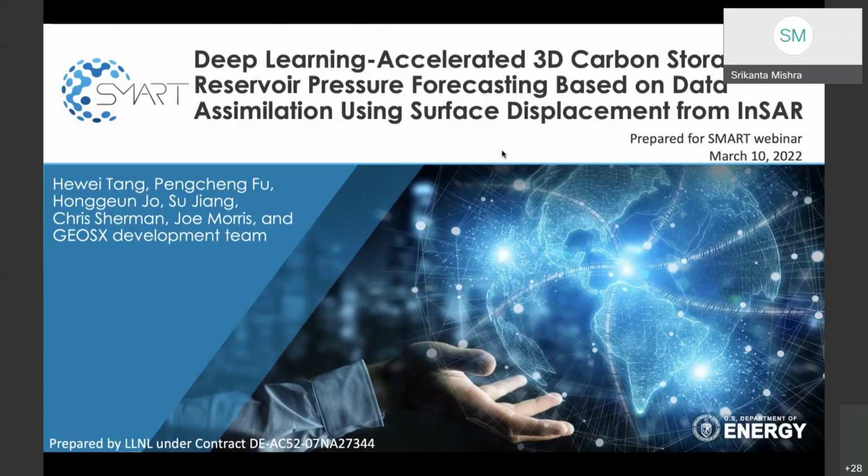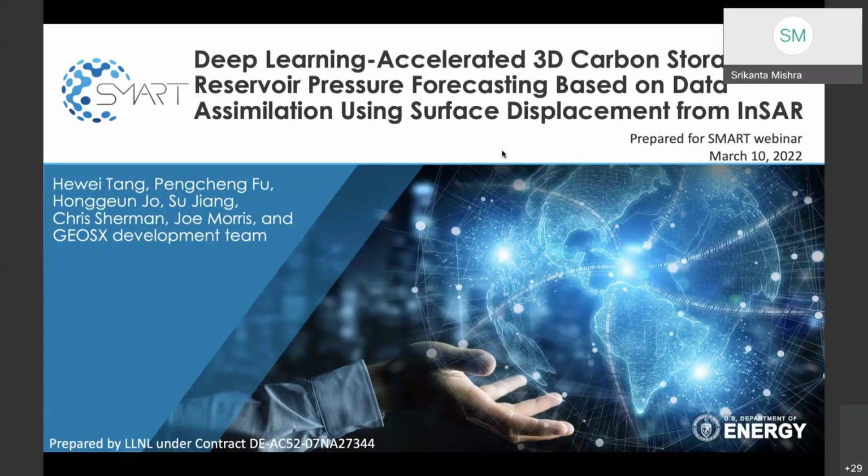Right now, at the moment, she's just finishing up on task 4 of SMART, and then I presume she's also going to be part of SMART Phase 2. Her research focuses on data assimilation, deep learning-based surrogate model development for subsurface multi-phase flow, and uncertainty quantification.